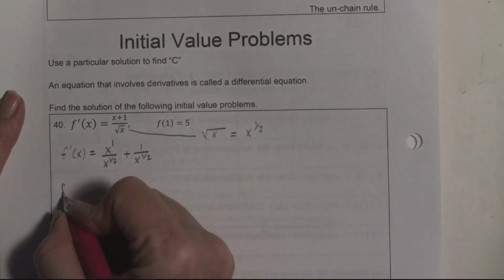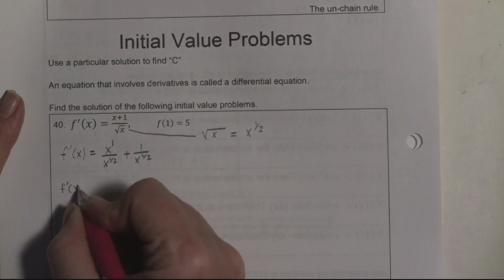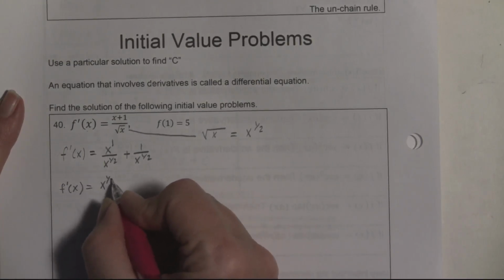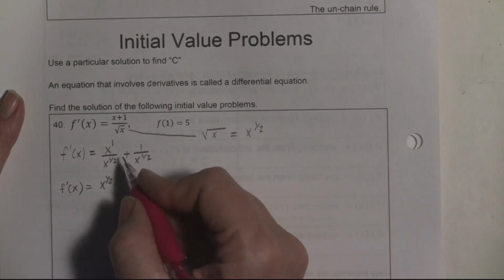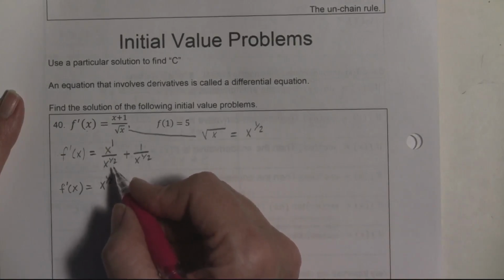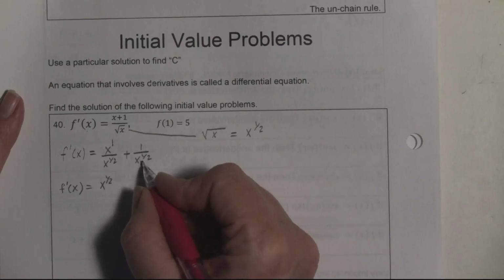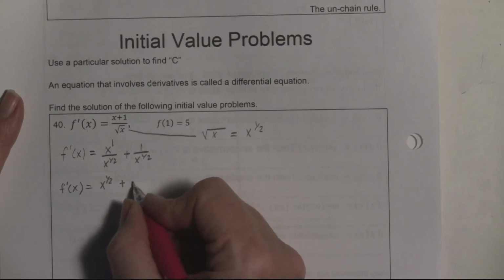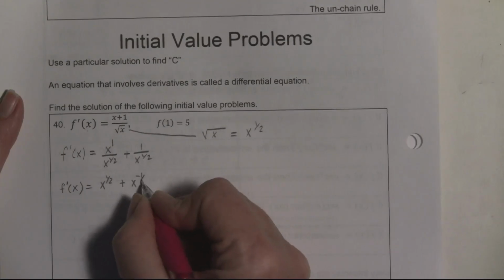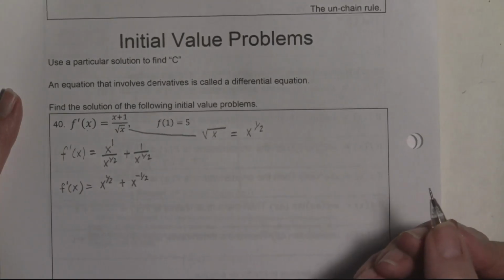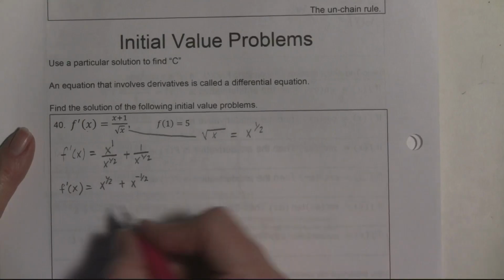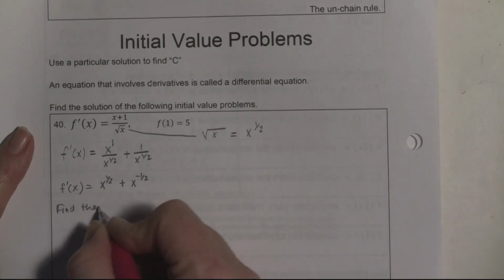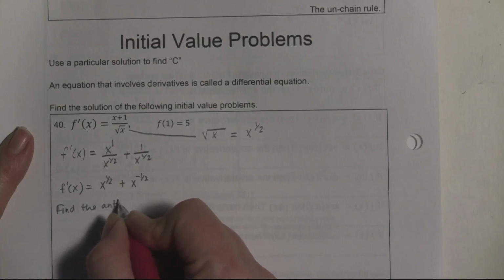So I haven't found the antiderivative yet, so I'm still writing the notation. And so this is x to the 1/2, coincidentally, right? So you might be saying, you get the same thing as the denominator? Yeah, it was coincidence. So then here, I'm going to get plus, I'm going to write that with negative exponents, so that's x to the negative 1/2. And I have not found the antiderivative yet, but I'm going to right now. Find the antiderivative.